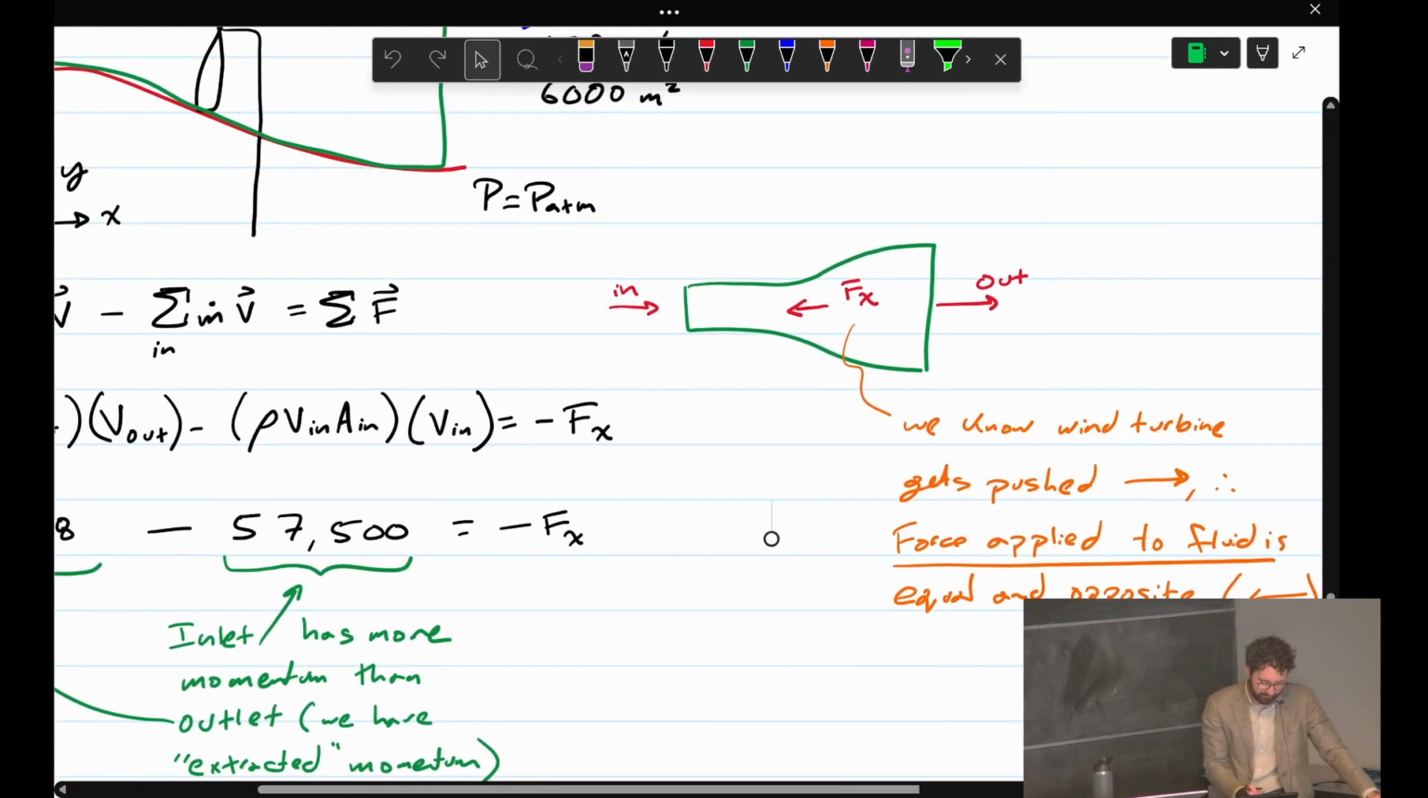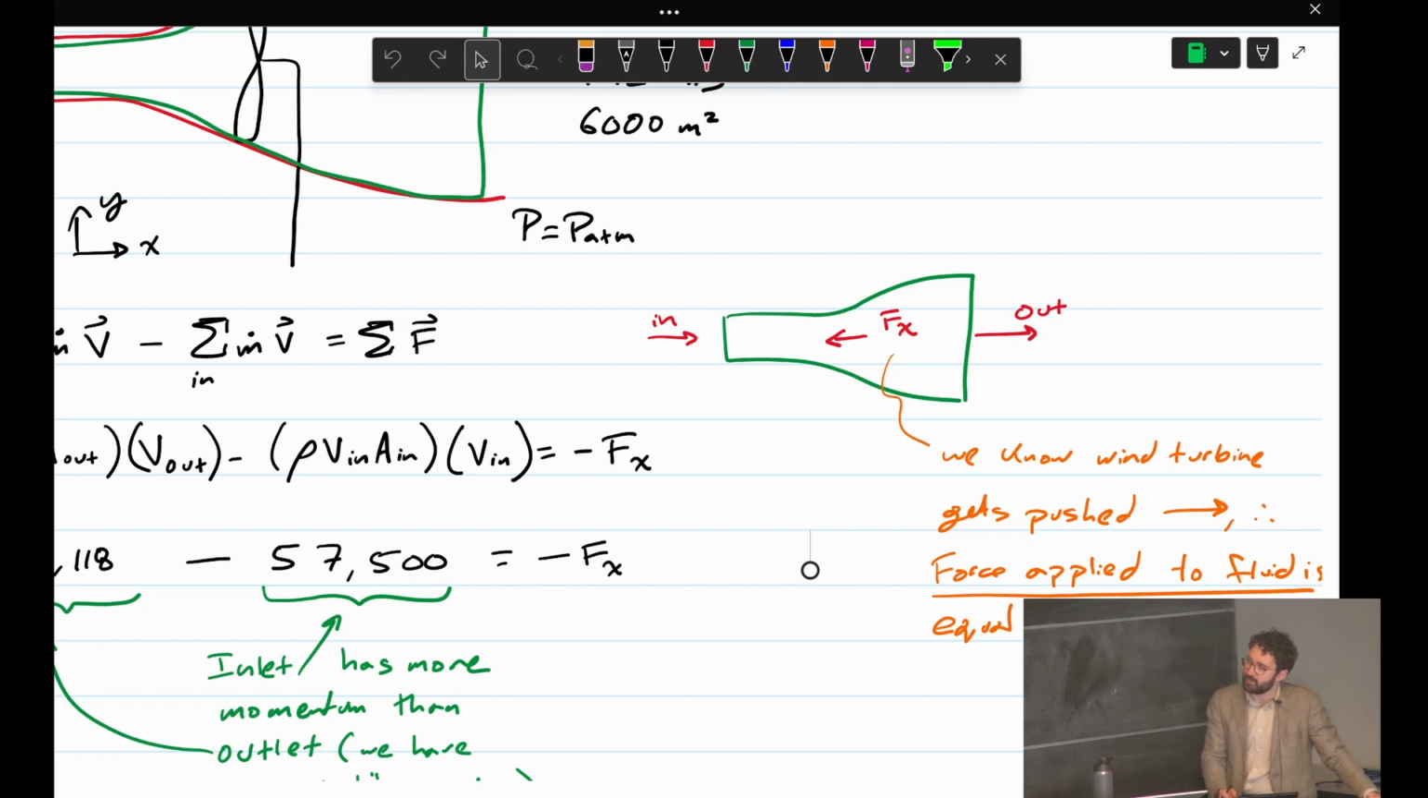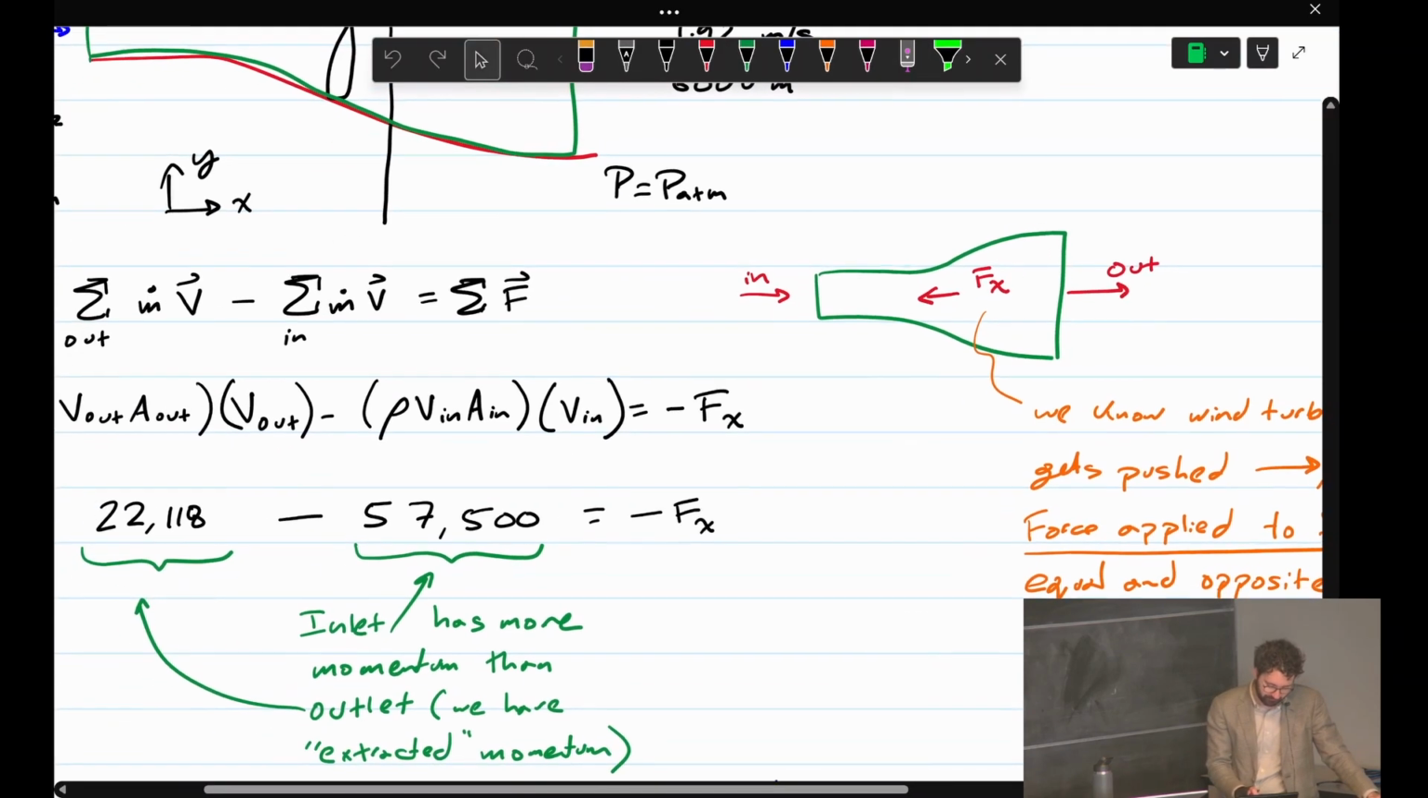Just like normal dynamics analysis, when you're setting up these problems, you can assume a direction for a force, and if when you do your analysis the number comes out negative, that means the direction you assumed is wrong and it's actually in the opposite direction.